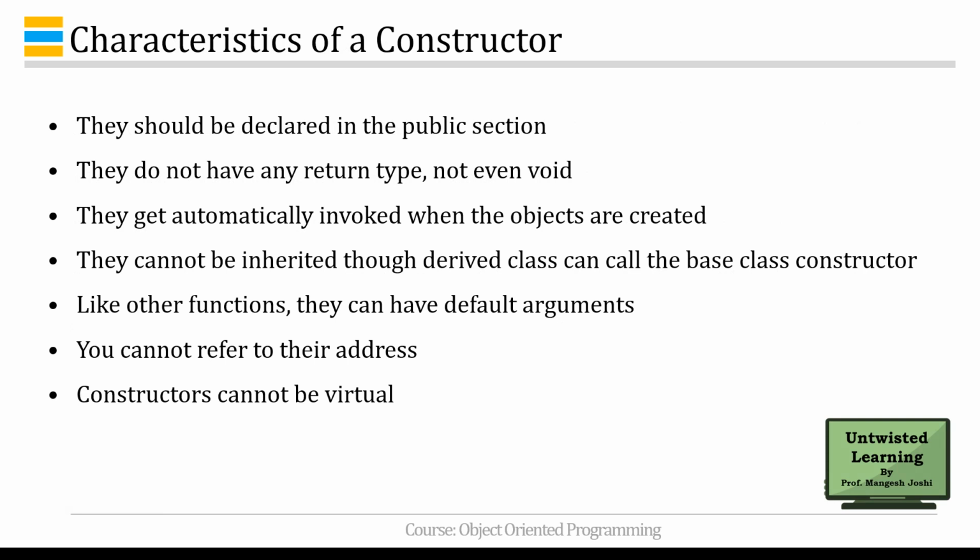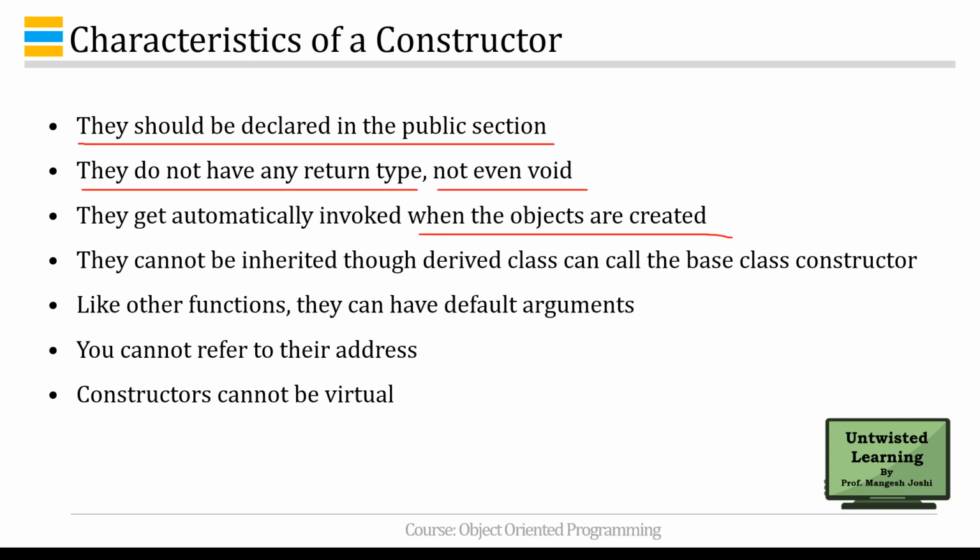Let us understand a few characteristics of a constructor. It is mandatory to declare the constructor in the public section only. They do not have a return type, not even void. That's why this is different from your normal member function. They get automatically invoked or called when the objects are created. So there is no need to call the constructor.